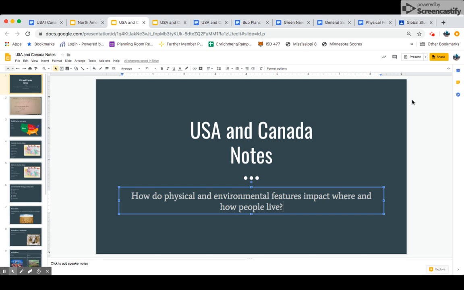All right, USA and Canada notes. The essential question for this: how do physical and environmental features impact where and how people live? This will be the basis for our learning target for much of this first part of our USA and Canada unit.